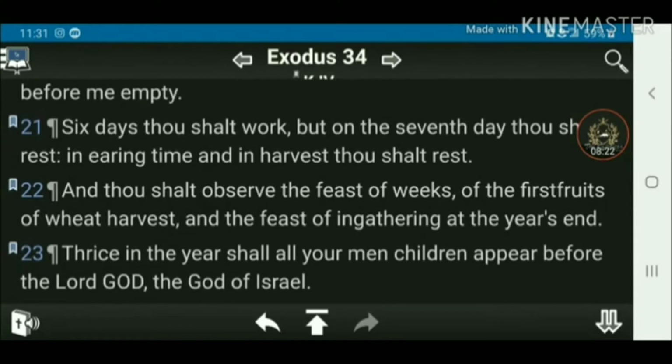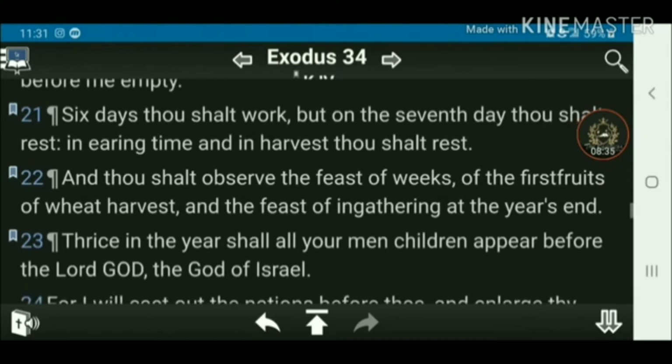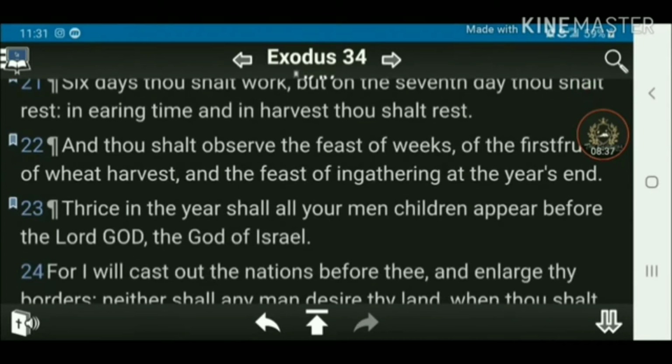And thou shalt observe the feast of weeks, of the first fruits of wheat harvest, and the feast of ingathering at the year's end. Thrice in the year shall all your men children appear before the Lord your God, the God of Israel.